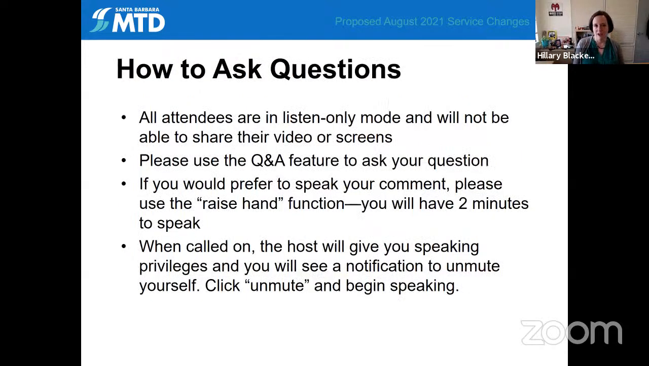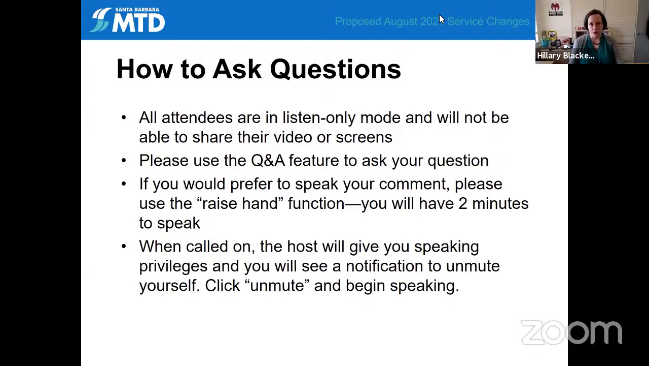So now, how to ask questions. Again, you're in listen only mode. There are a couple questions on Q&A, which I will answer in just a second. But if you'd prefer to speak your comment or want to do that additionally, you can use the raise hand function. You'll have 2 minutes to speak. And when called on, I will mention your name, give you speaking privileges, and you'll see something pop up giving you a request to unmute.